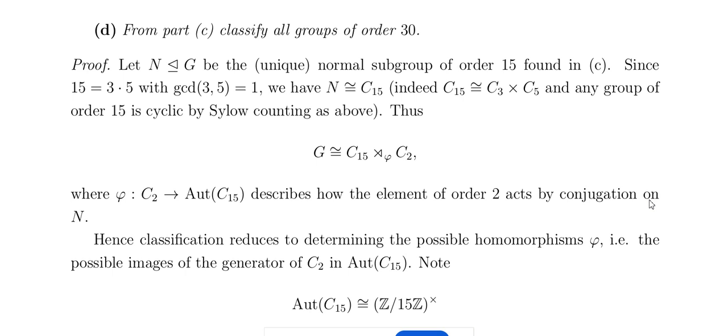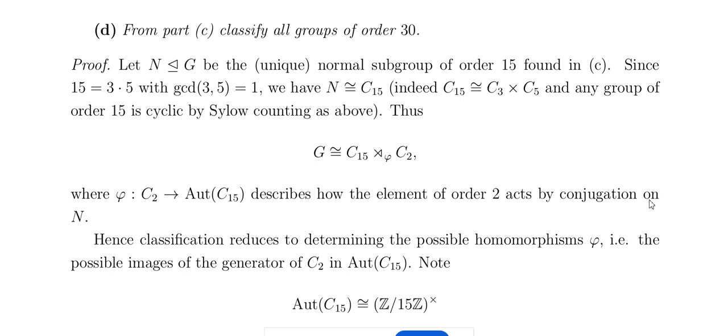So G has a normal subgroup of order 15, and that lets us classify all groups of order 30. N is the unique normal subgroup of order 15, and 15 is 3 into 5, GCD of 3 comma 5 equal to 1. So N is isomorphic to C15, which is nothing but C3 times C5. Therefore G is isomorphic to C15 semidirect with C2, where pi is defined as C2 to the automorphism group of C15.